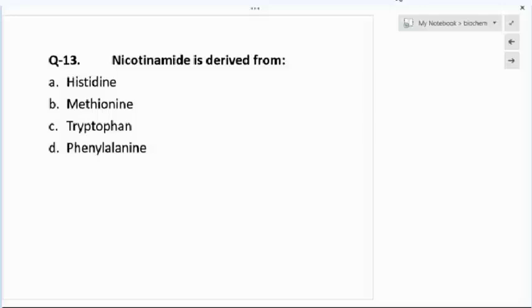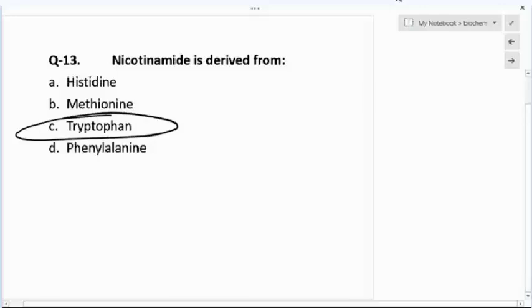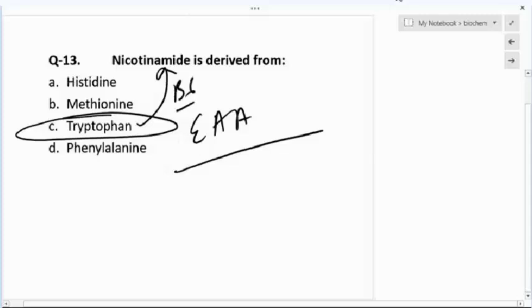Now coming to nicotinamide, it's derived from tryptophan. It's a very easy and repeated question. Tryptophan is a very important amino acid. It's actually an essential amino acid, and it has a number of metabolic pathways, and the most important one is where tryptophan is converted to nicotinamide in a multi-step process which needs vitamin B6 to be present. So nicotinamide is derived from tryptophan. Coming to the next question.